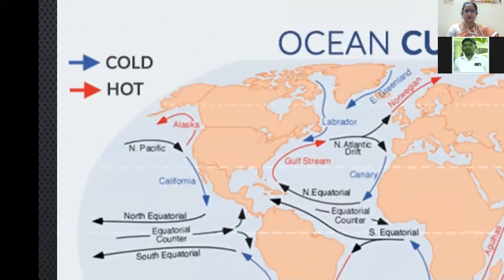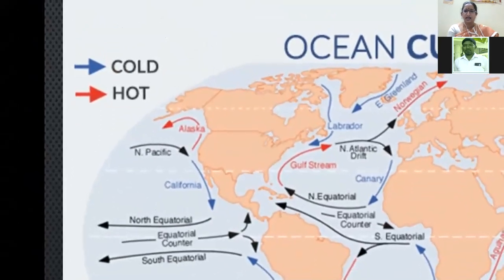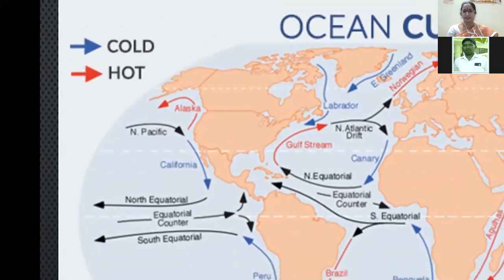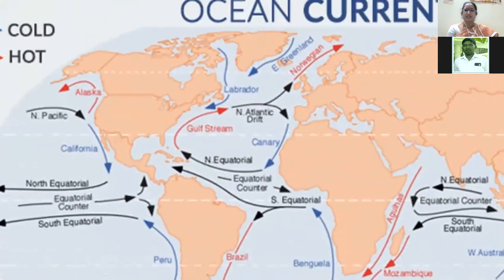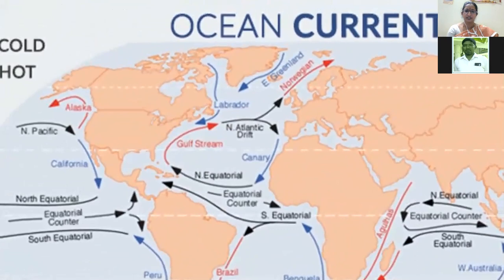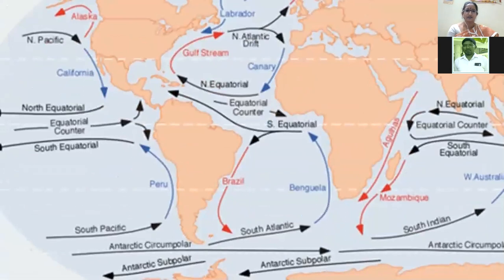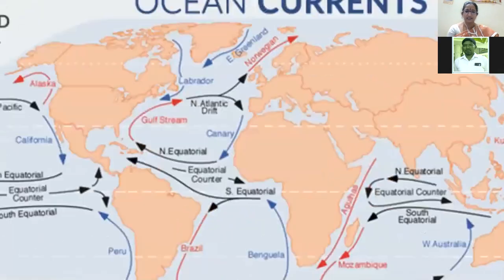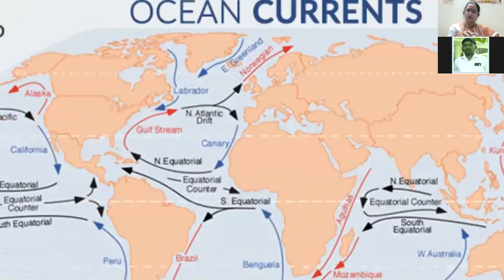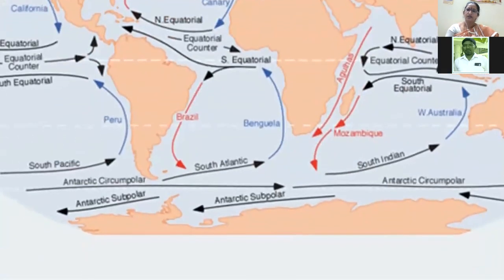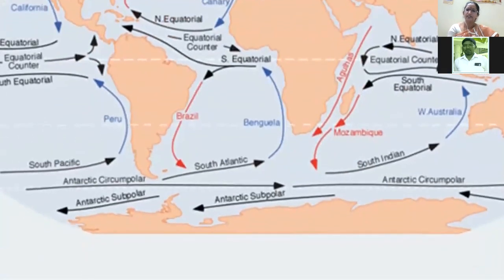It is a hot ocean current. When it comes to the Labrador, it is a blue, cold ocean current. North Atlantic Drift, Gulf Stream, Canary, North Equatorial Current, Equatorial Counter, South Equatorial Ocean Current. These are the names of them. South Atlantic Ocean Current. So based on the place and the direction where they are moving, they are given different names.